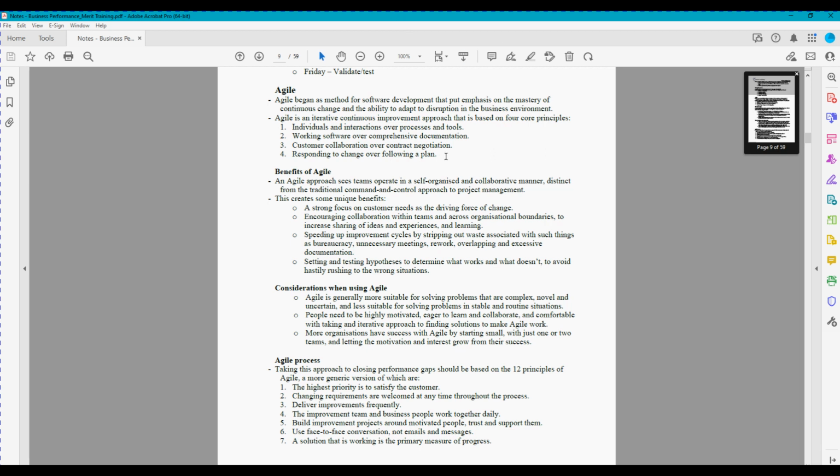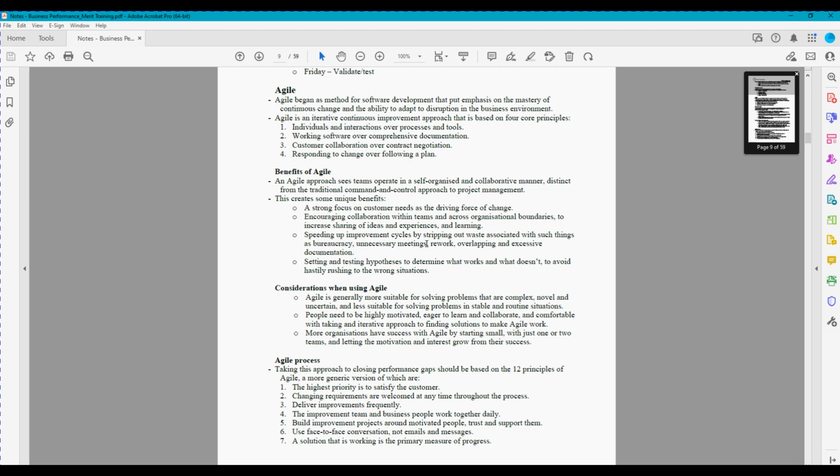Okay, so the benefits of being agile in the agile model is, it sees teams operate in a self-organized and collaborative manner, as opposed to a very command and control approach for project management, which is one person just following up a team. So some of the benefits of this is, it has a strong focus on customer needs as a driving force of change, which is going to result in a better product and better feedback. And next, it encourages collaboration with teams as opposed to just one person, project managers assigning people tasks and then following them up.